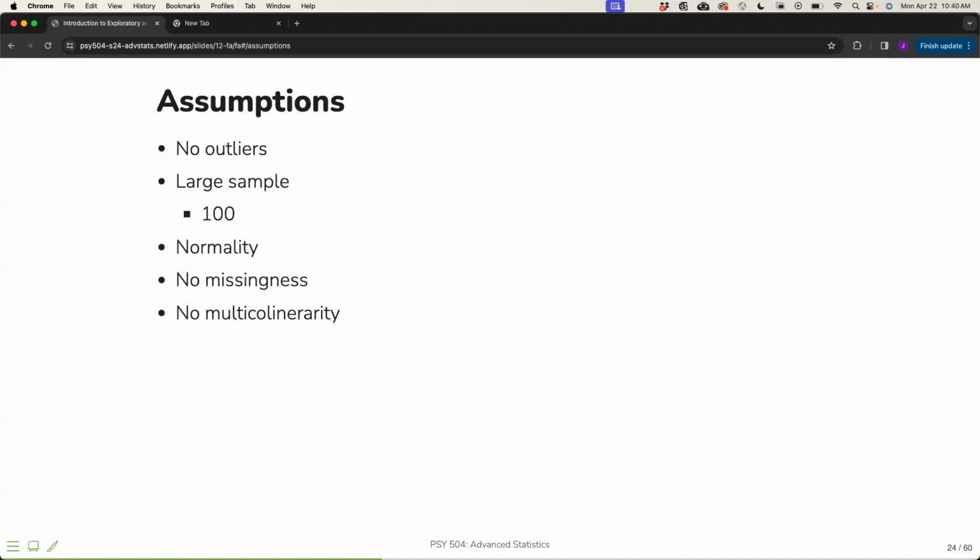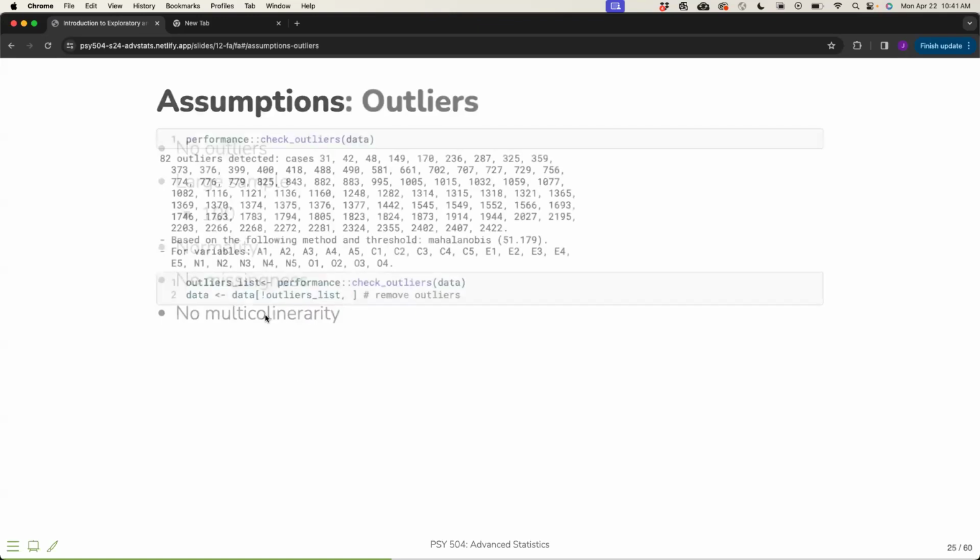So if you want to do a factor analysis on categorical data, there's a separate analysis that you should do. You should not be putting categorical data into this factor analysis.